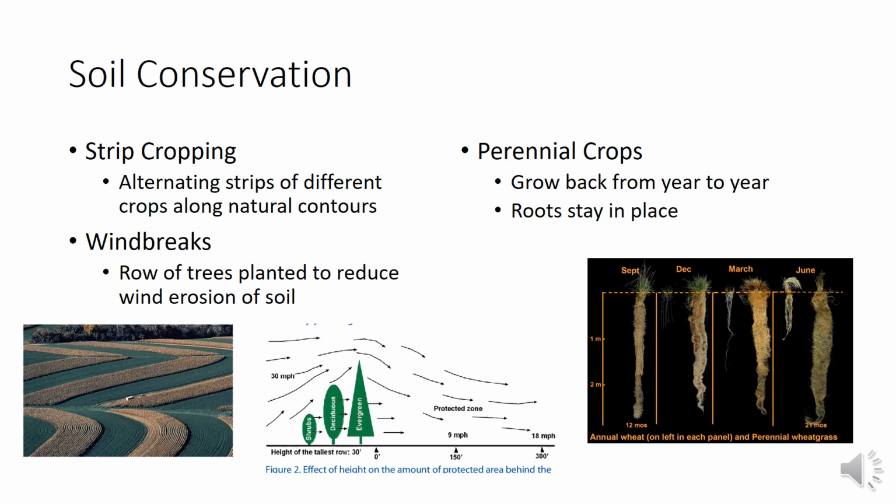So I love this picture. On the bottom here, you can see you have annual wheat on the left, and then you have wheatgrass on the right. And so when I plant it as an annual, every single year, I'm not getting that network of roots. Whereas if you have a perennial plant, those roots are already in place and they just grow more and more, locking that soil in and reducing erosion.